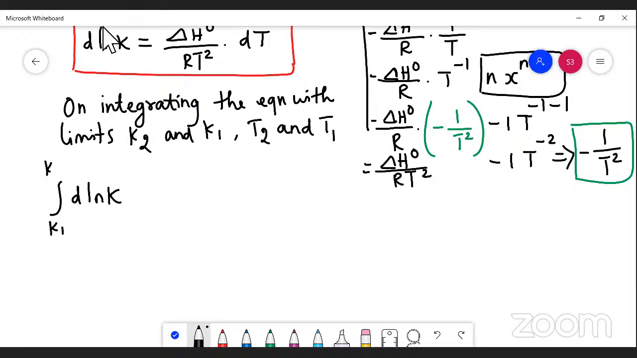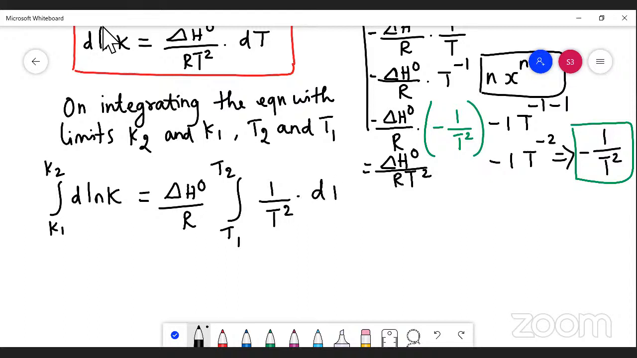Okay, you know the upper limits and the lower limits, and in the same way for the right side if I am taking integration. The integration you are not applying to the constant. You take the constant out, del H naught divided by R. This is a constant, you should take it outside. On integration, between the limits T1 and T2, the term remaining is 1 by T square into dT.